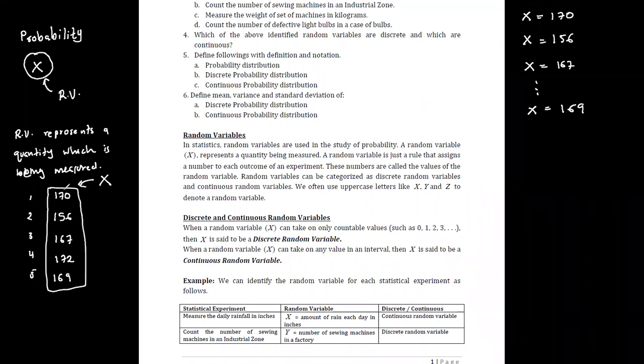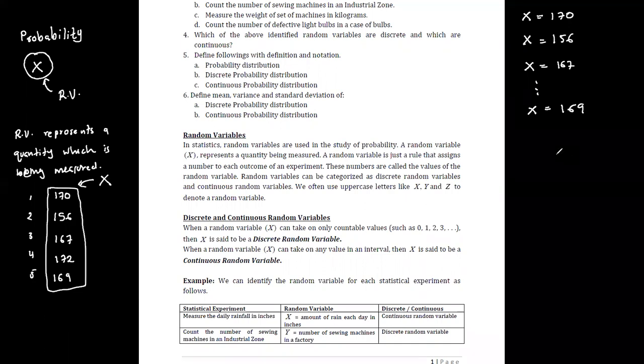We have observed the values if we are having the experiment as measuring the heights of a student. If that is our experiment, and if x is the quantity which is being measured, then we can have the values of x, and we are assigning the values for this quantity x. That is why we can again say that a random variable is a rule that assigns a number to each outcome of an experiment.